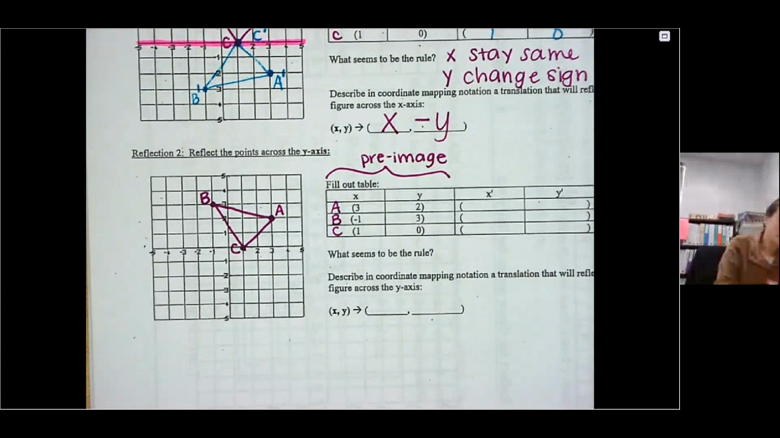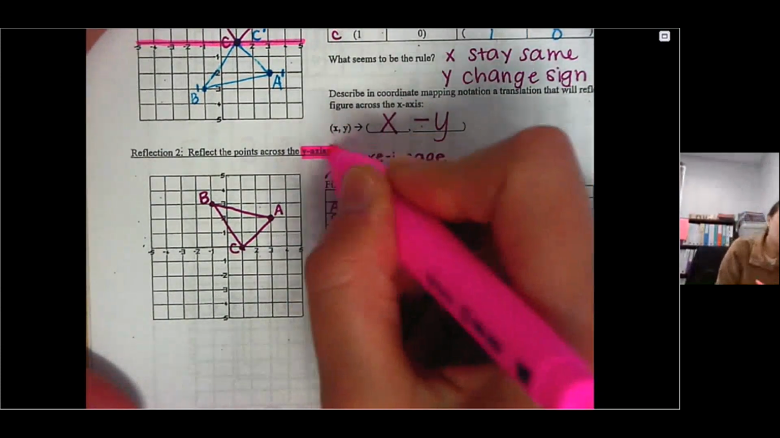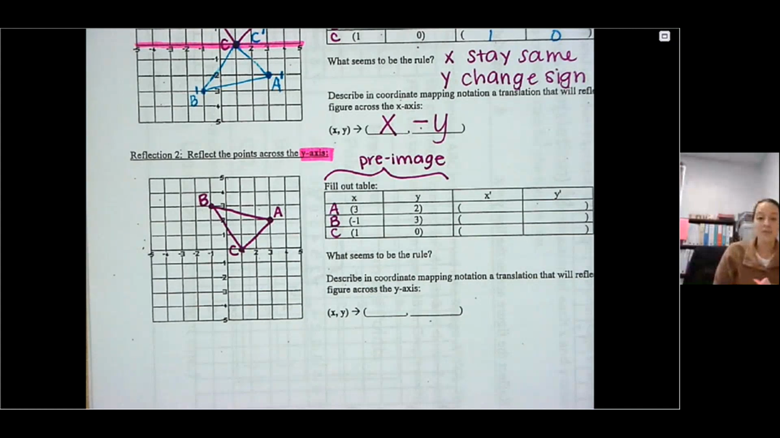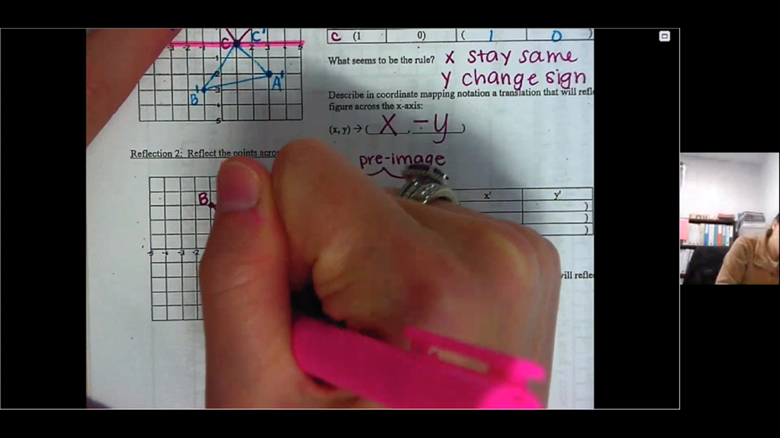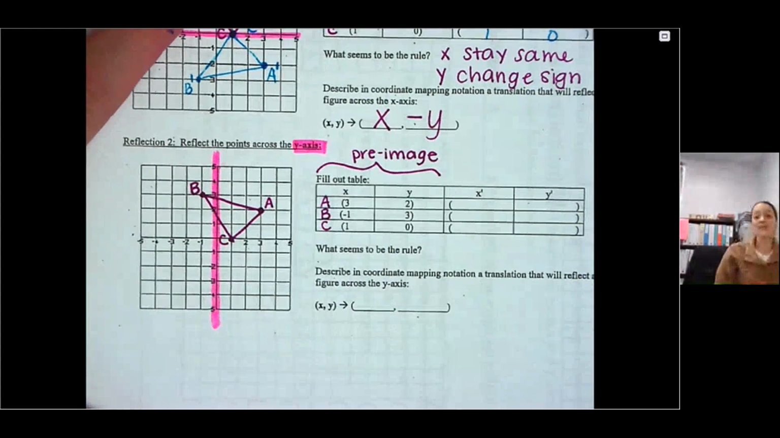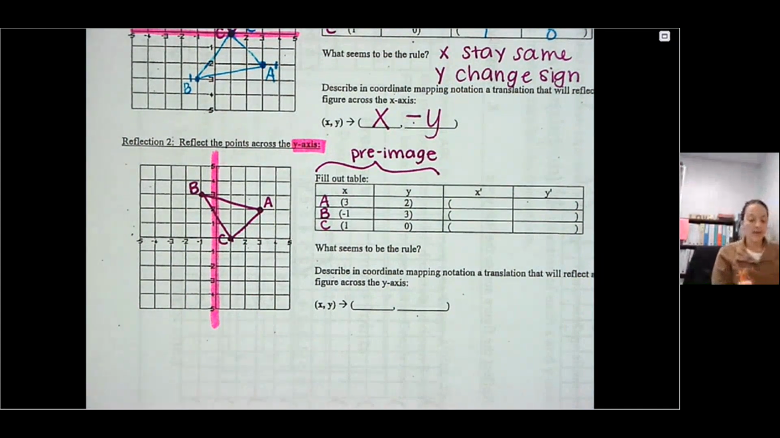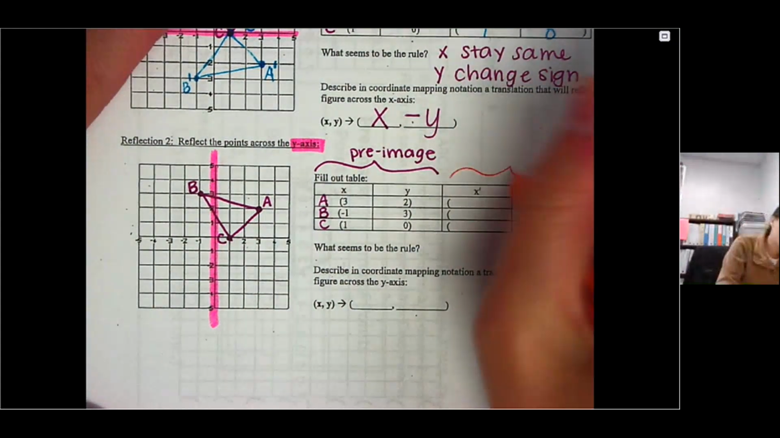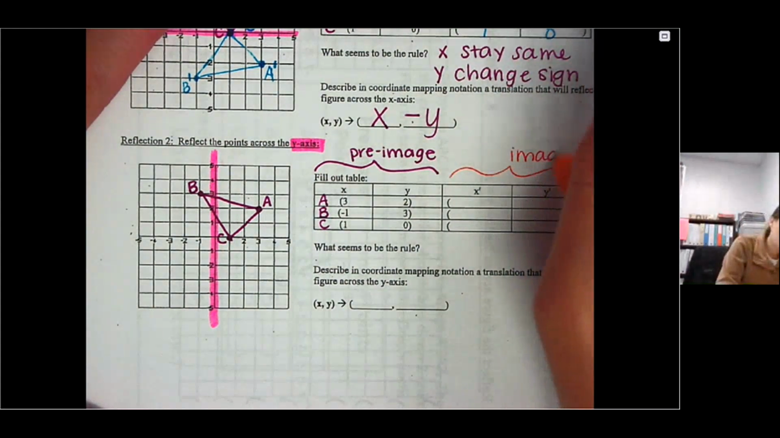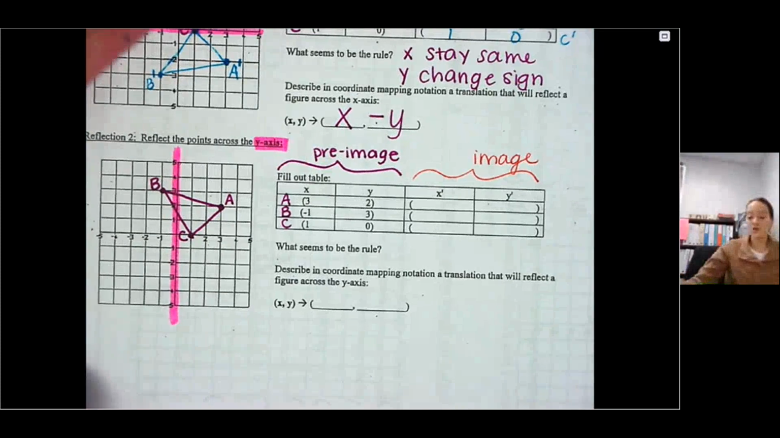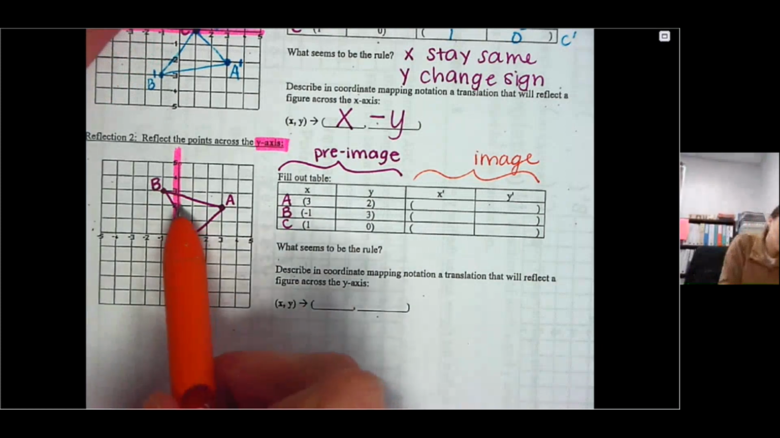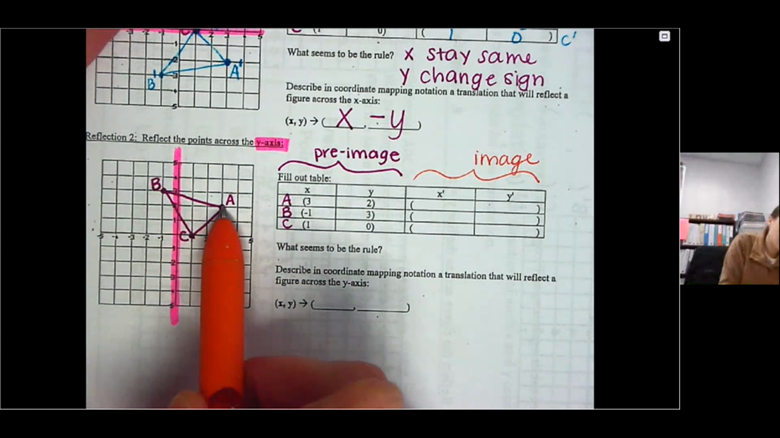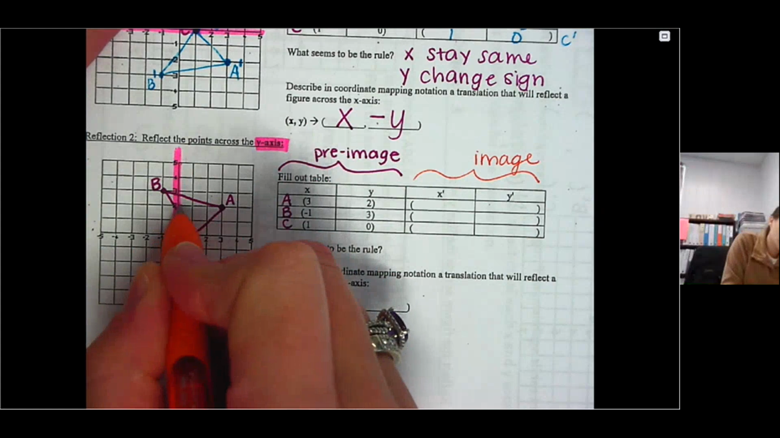My second reflection is over the y-axis. So it's the same idea, except this time instead of flipping it from top to bottom over the x-axis, I'm now going to flip it over the y, which is this line right here. So again, it should be the same distance when I reflect from the pre-image to this new image over here. Okay, so all I'm going to do straight up is just count like I did before. So A is 3 to the right of this pink line, so I'm going to go 3 to the left.